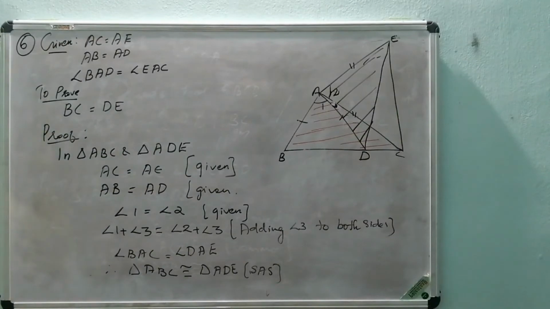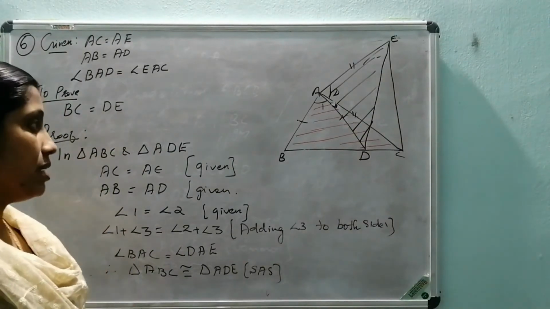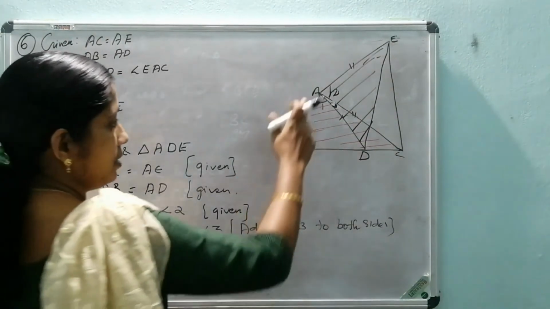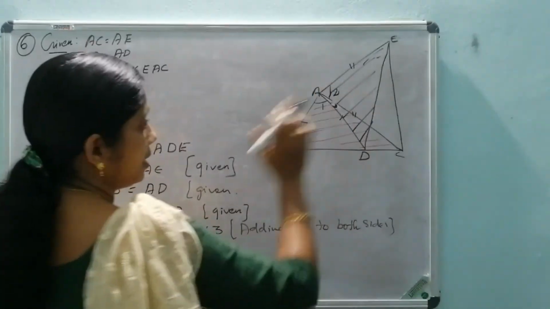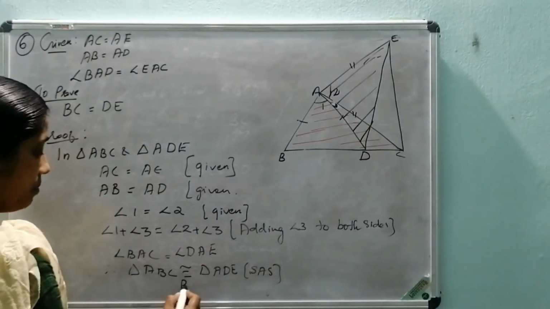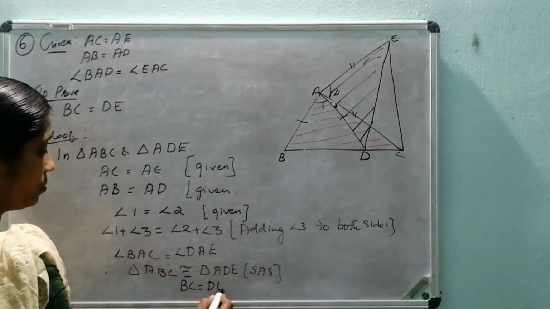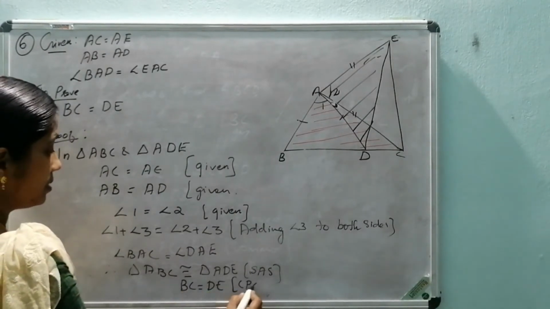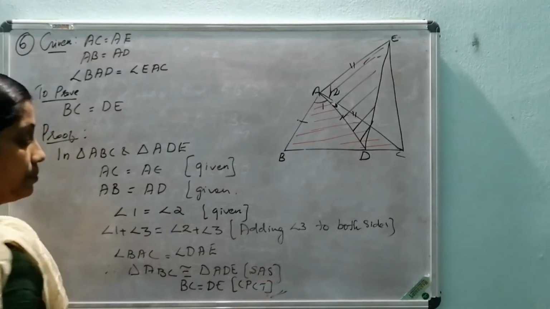Then what do you have to prove here? We have to prove BC is equal to DE. So look here. These two triangles are congruent, so the corresponding sides will be equal. So we can say that BC is equal to DE by CPCT.